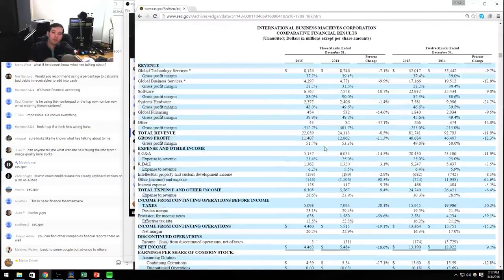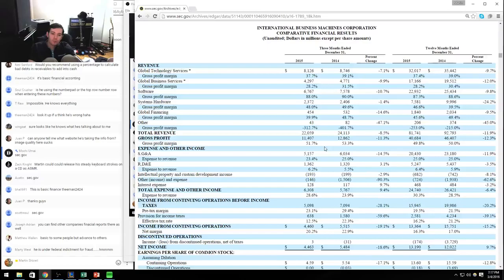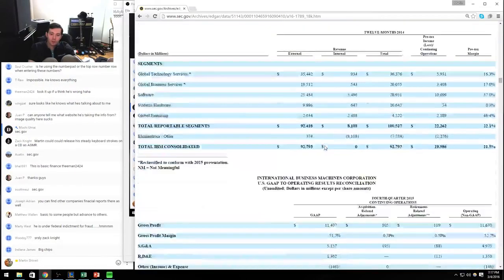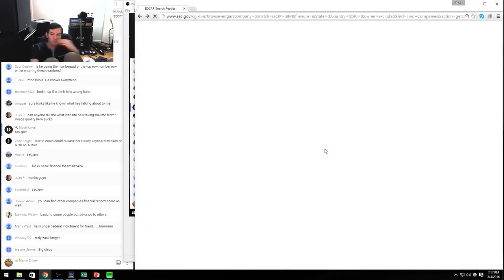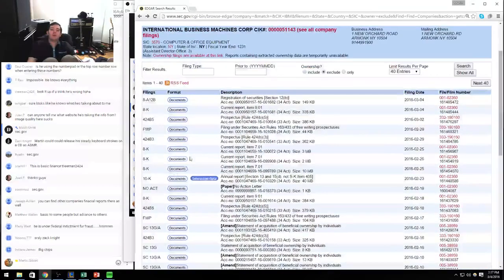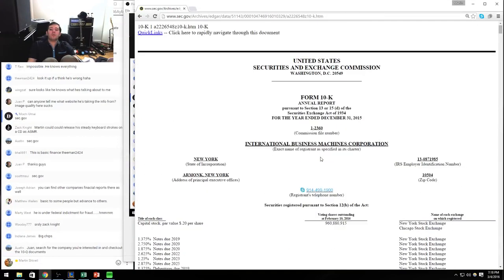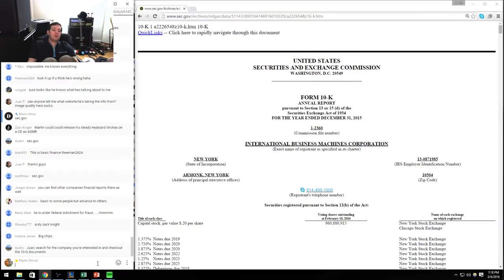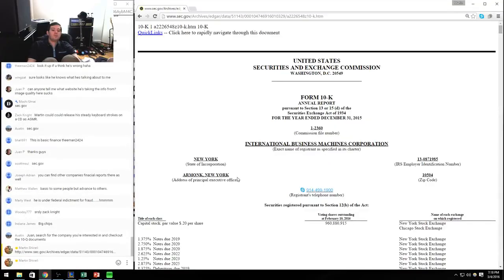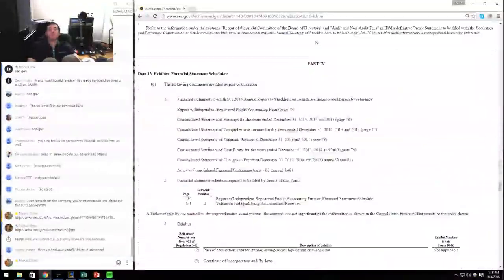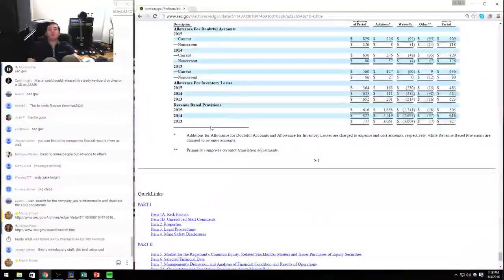And this is their press release. Maybe it makes sense to go to the 10K. I want to show you something from the 10K in general. Here's the IBM 10K. This is going to be really important to read. We're going to read it together in a minute. So why not look at it now?